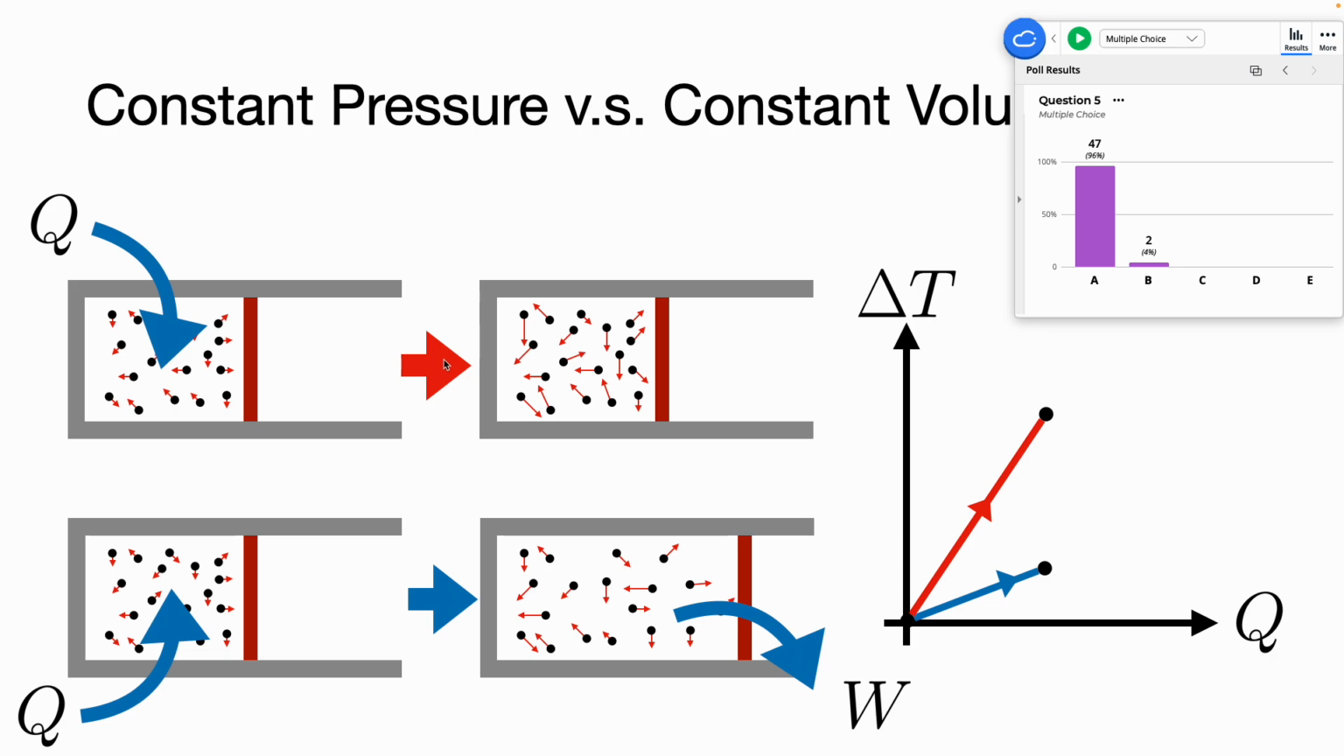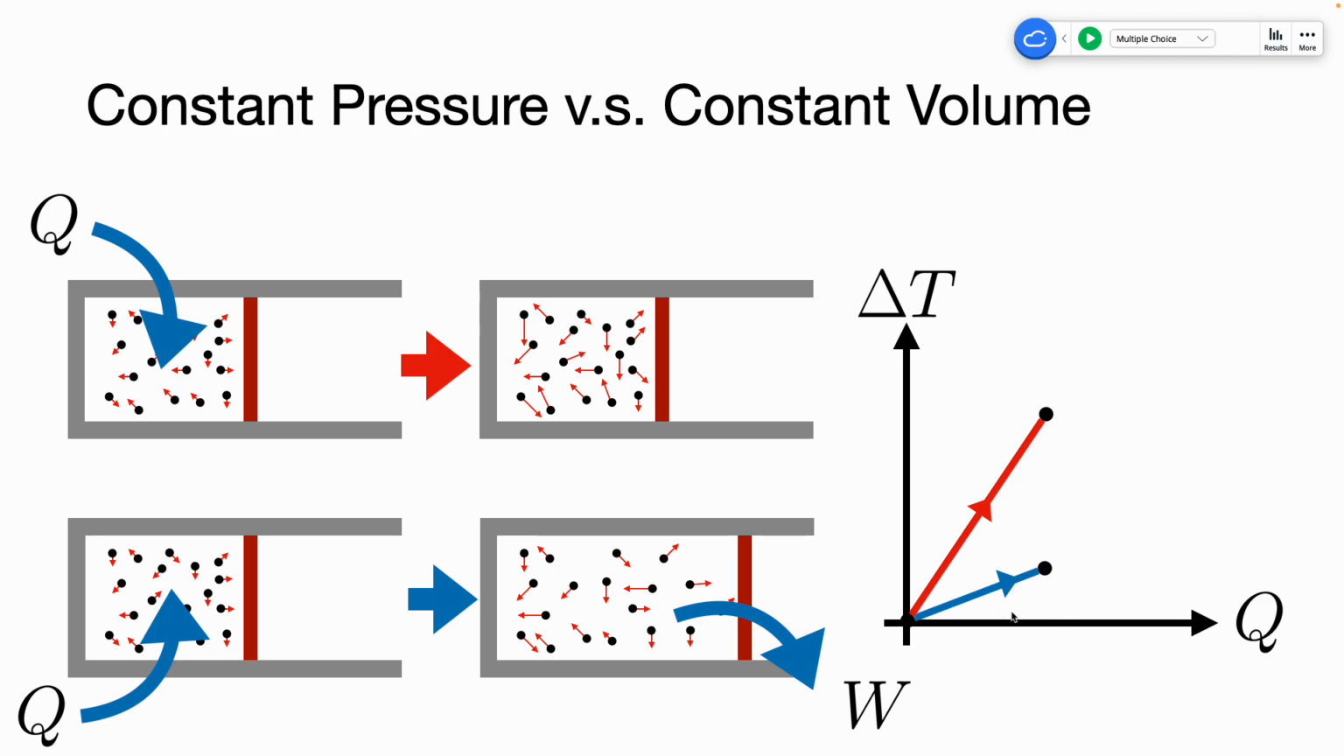So if you look at the change of temperature and the heat you add, with the same amount of heat, the isochoric process increases more temperature, and compared to isobaric, the increase of temperature is smaller. Okay?